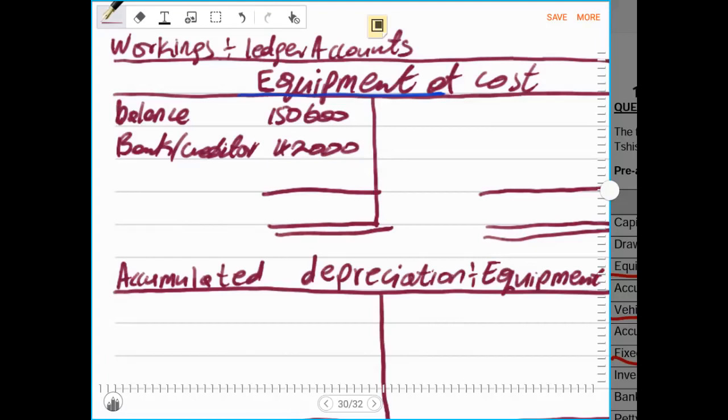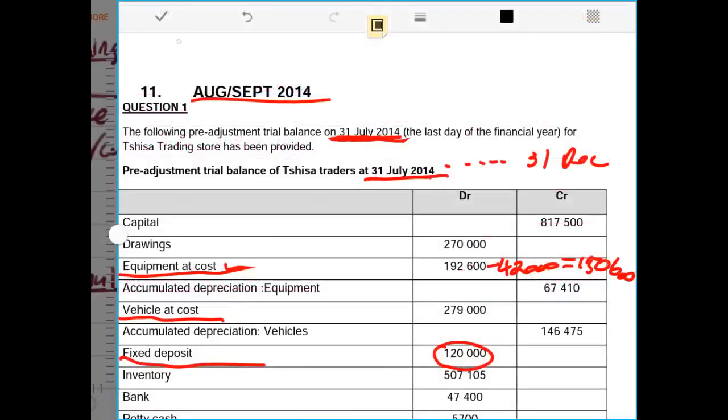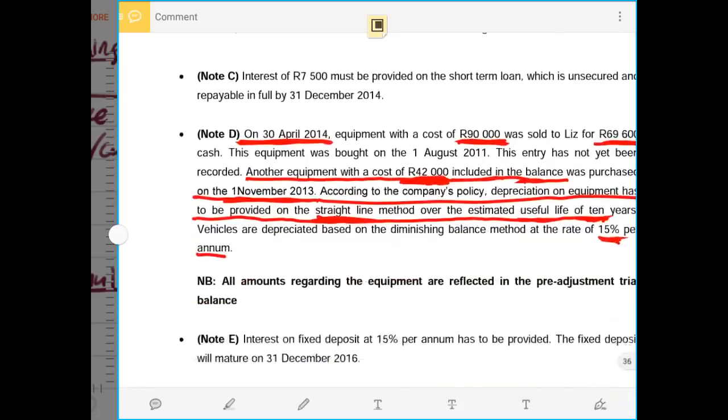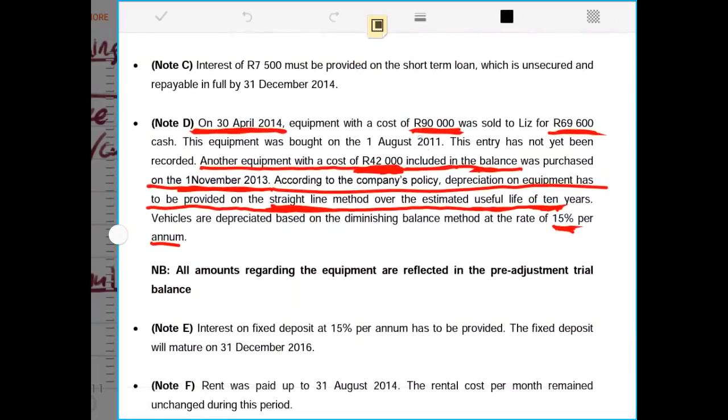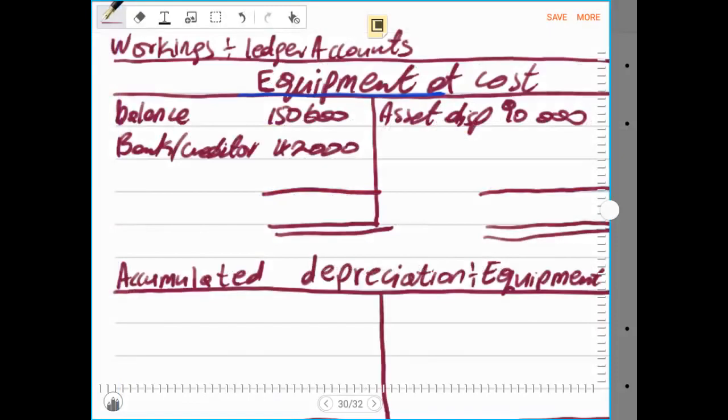Then we have to recognize the equipment that was sold, and we know that the equipment that was sold was costing 90,000 rands. Then the contra will be asset disposal. There was no other equipment purchased or disposed during the year except the 90,000 and the 42,000 rands. So 90,000 is the cost of the sold equipment, and 42,000 rands is the cost of the new equipment bought during the year. So we have recorded those respectively in their correct sides.